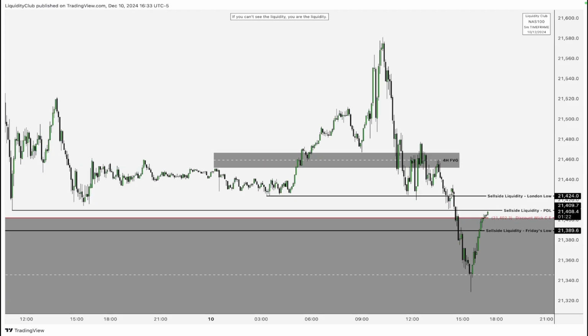Going into the 5-minute time frame chart. So this is where we get into the nitty-gritty, where we get into pretty much the specifics. It's going to be getting a bit more advanced.